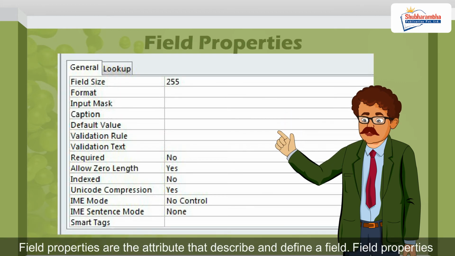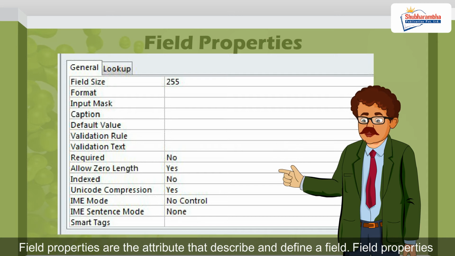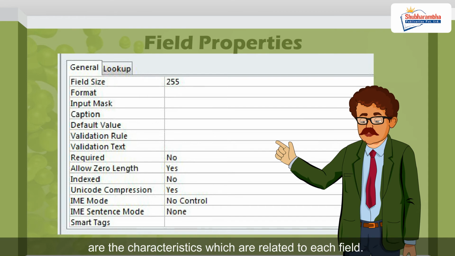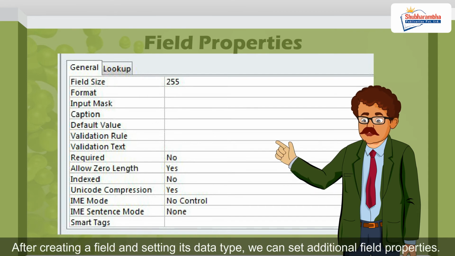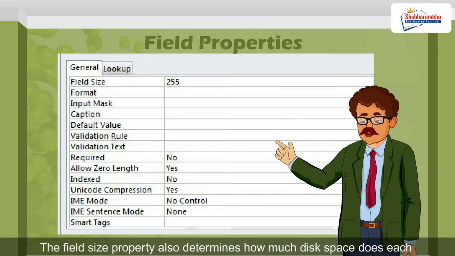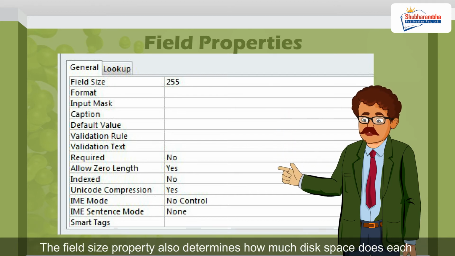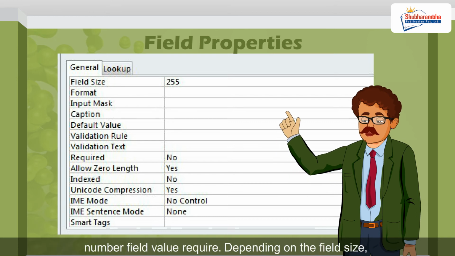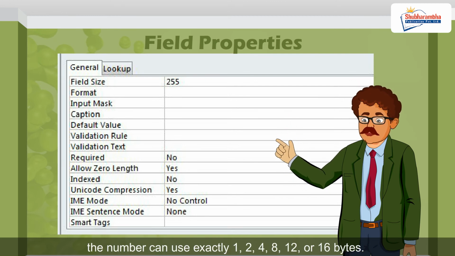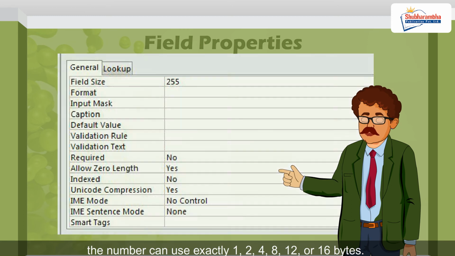Field properties. Field properties are the attributes that describe and define a field. Field properties are the characteristics which are related to each field. After creating a field and setting its data type, we can set additional field properties. For example, we can control the size of a text field by setting its field size property. The field size property also determines how much disk space each number field value requires. Depending on the field's size, the number can use exactly 1, 2, 4, 8, 12, or 16 bytes.